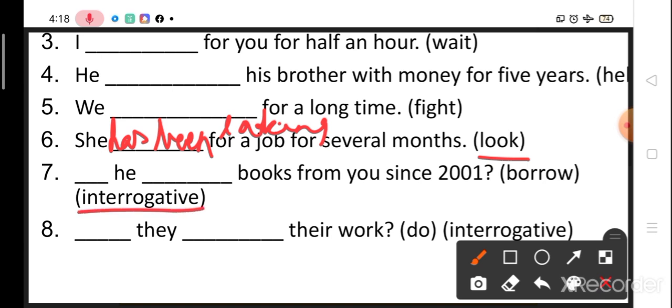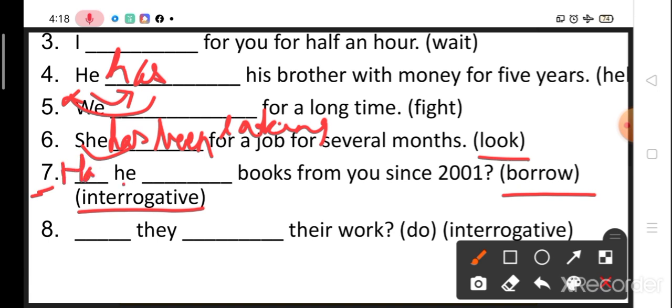Now this is an interrogative sentence. We are supposed to use the correct form of borrow. Now with he we use has. So instead of she has, or here also we have written he has been, these places will be interchanged in this sentence. So he they have already given. We will just put has here. Has he been borrowing? Has he been borrowing books from you since 2001?